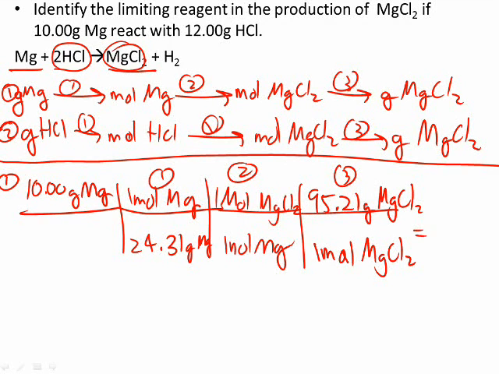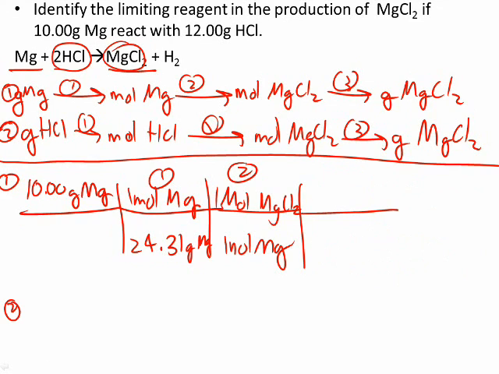And we'll see how much magnesium chloride 10 grams of magnesium can make. That's 39.16 grams of magnesium chloride. So 10 grams of magnesium can make 39.16 grams of magnesium chloride. Now we'll save that and do the next problem.